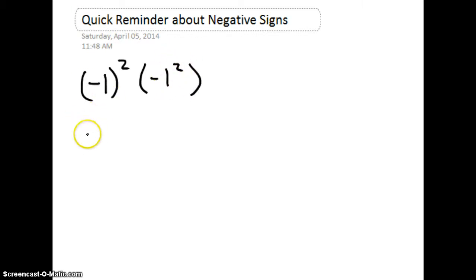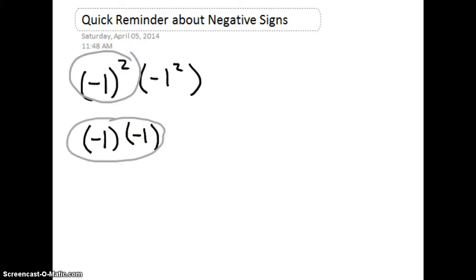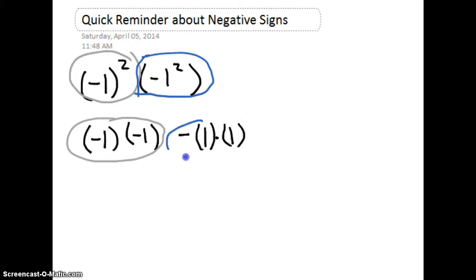So if I expand this out, here's what this looks like. This looks like negative 1 times negative 1. Okay, that's this part right here. This part corresponds to this part, and this other part is going to look like negative 1 times 1, where just the 1 is being squared. So you have to be very careful about your negative signs.